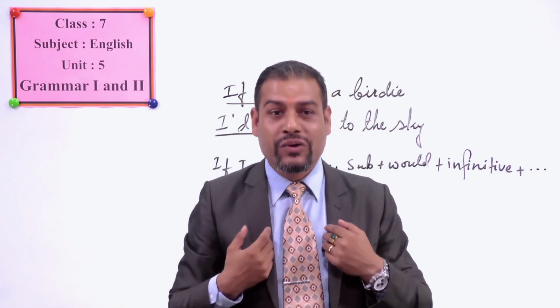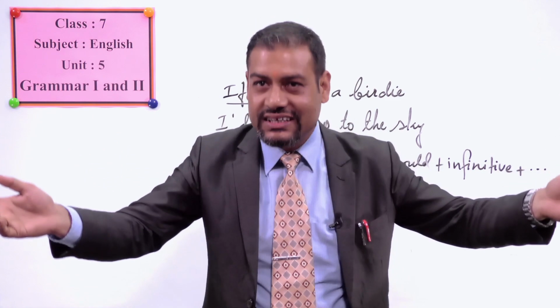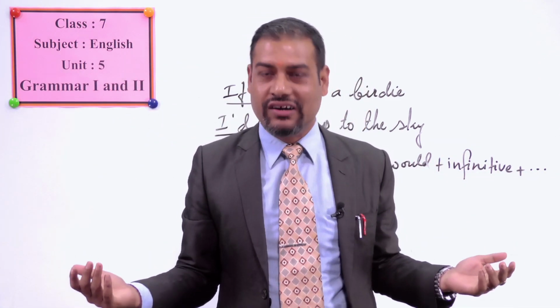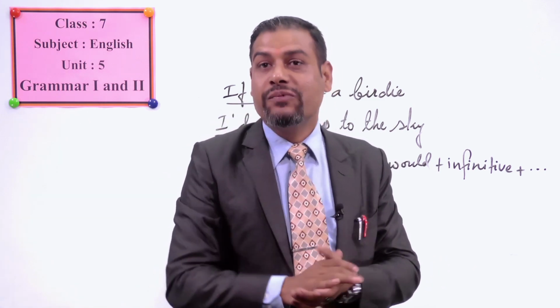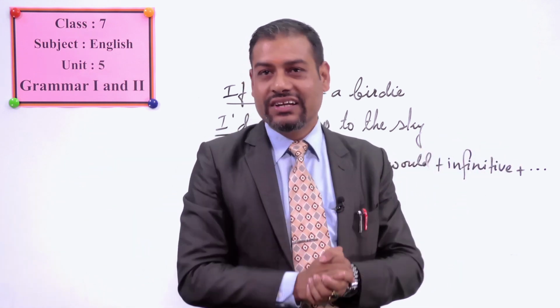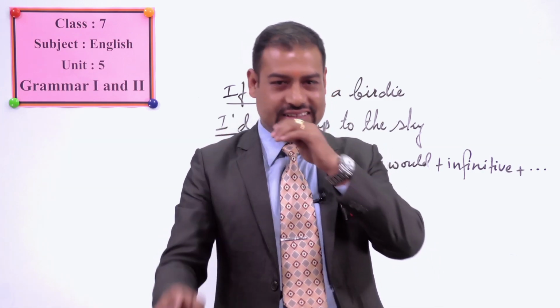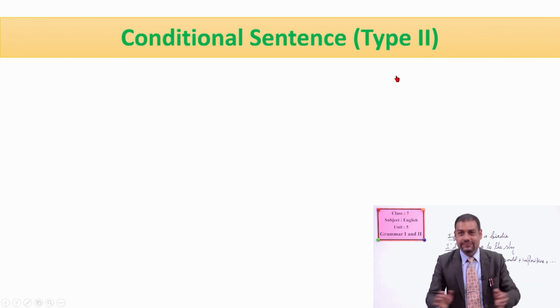So if I were a bird, I would head up to the sky. I can fly like this. But the reality is that I cannot be a bird. So if we want to express this type of thing, at that time we have to use this structure. And grammatically, what do we say for this structure? Can you tell me? Yes, this is conditional sentence type 2.